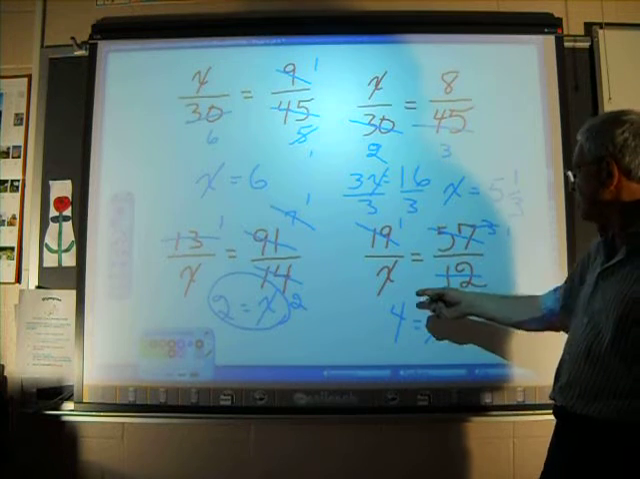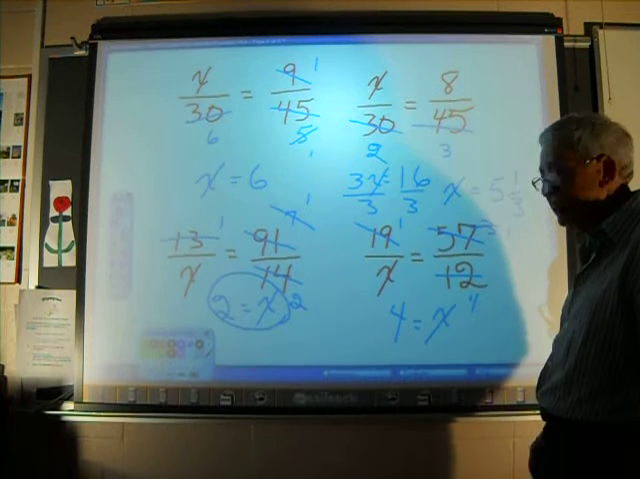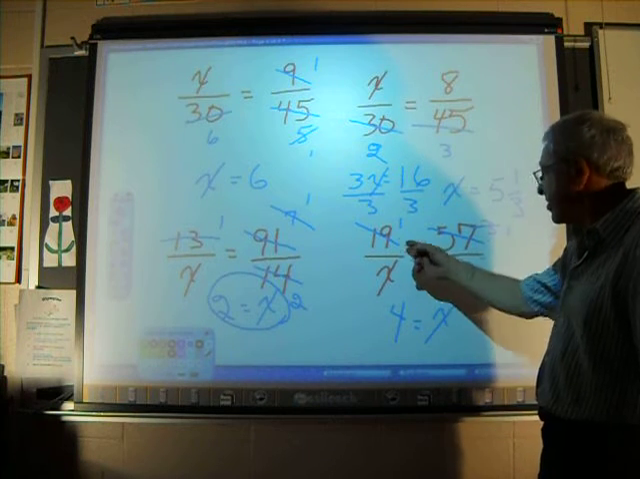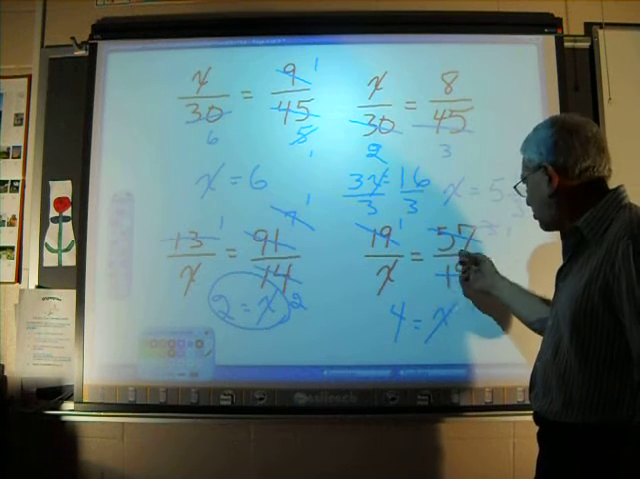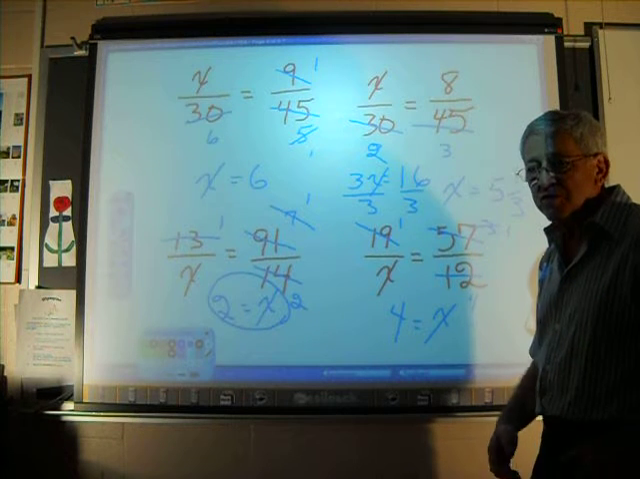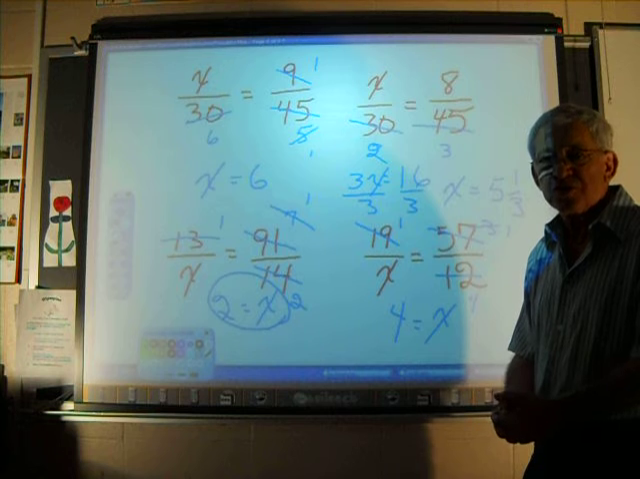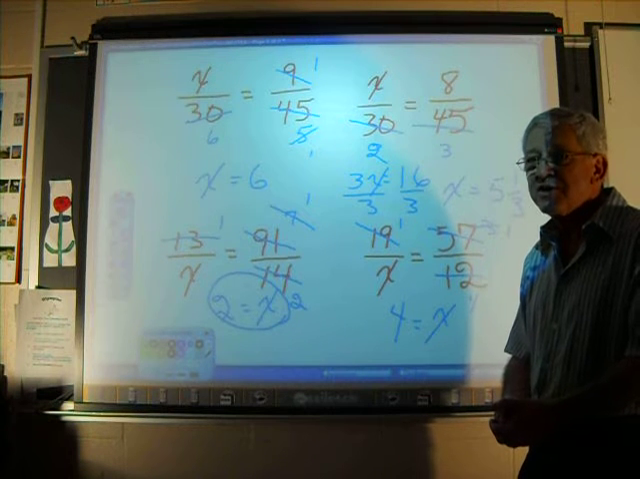So here they want you to go 19 times 12 equals 57 times x and divide whatever 19 times 12 is by 57. But if you know your graphic organizer and you know the secrets of proportion, you can solve these problems quite easily.